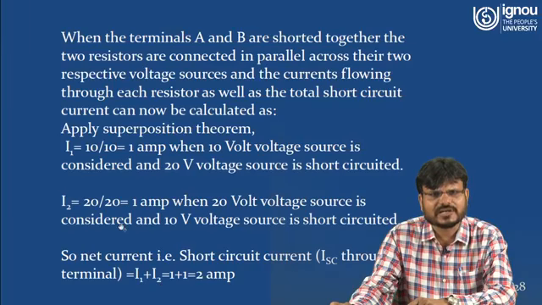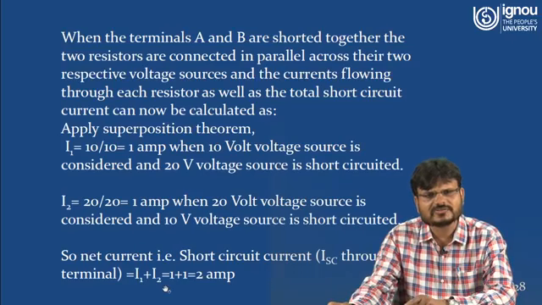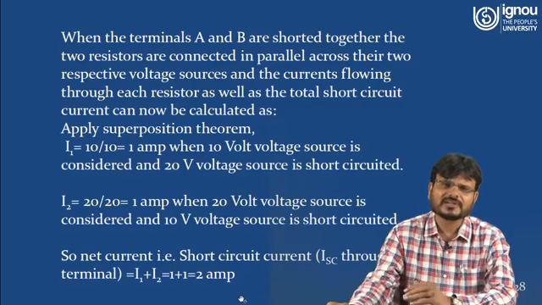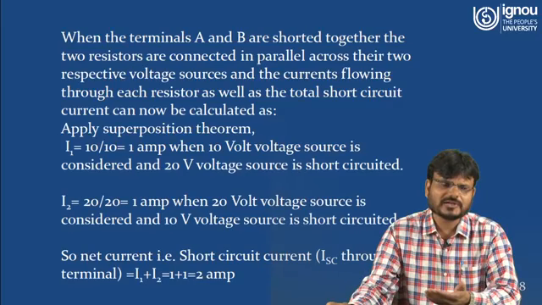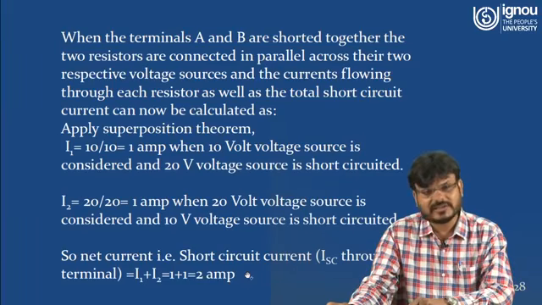I1 plus I2, and I1 is equal to 1 ampere when the 10 volt source was considered and the 20 volt source was short circuited, and I2 is equal to again 1 ampere when the 20 volt source is considered and the 10 volt source is replaced by a short circuit. So ISC, or Norton current, is equal to I1 plus I2, that is 1 plus 1, which is equal to 2 ampere. Now for the Norton theorem, you have achieved the Norton current, that is 2 ampere. This Norton current can also be termed the short circuit current.